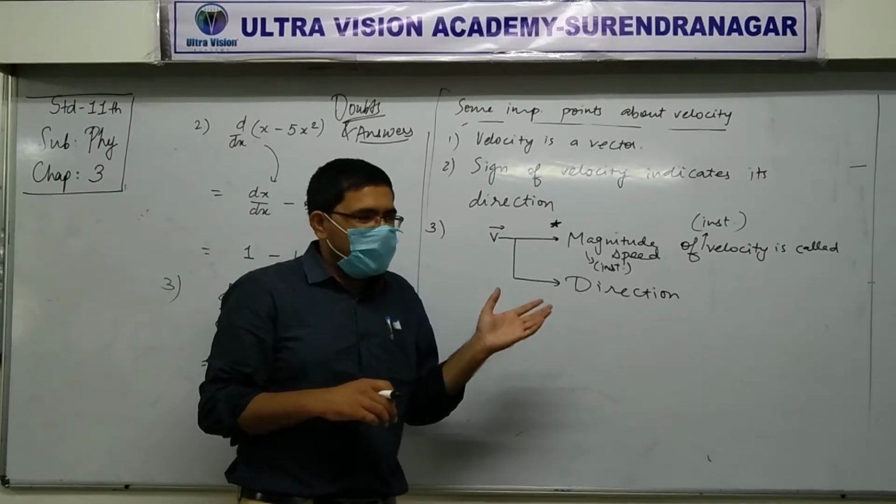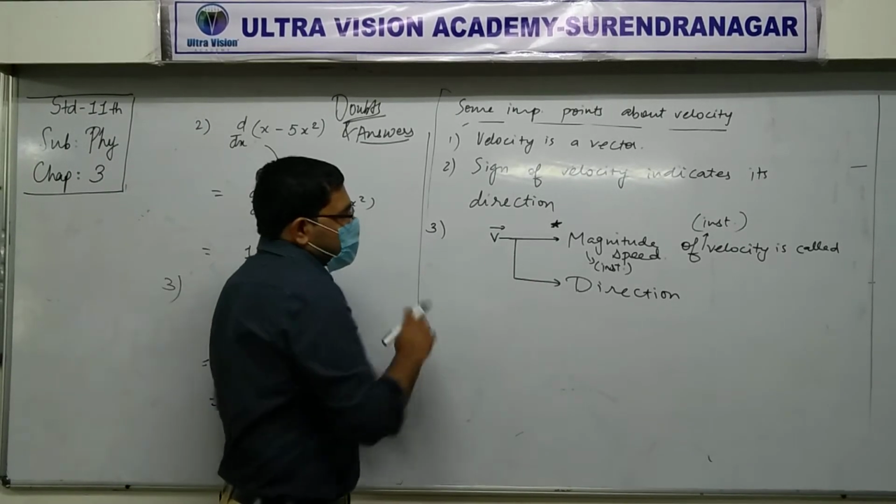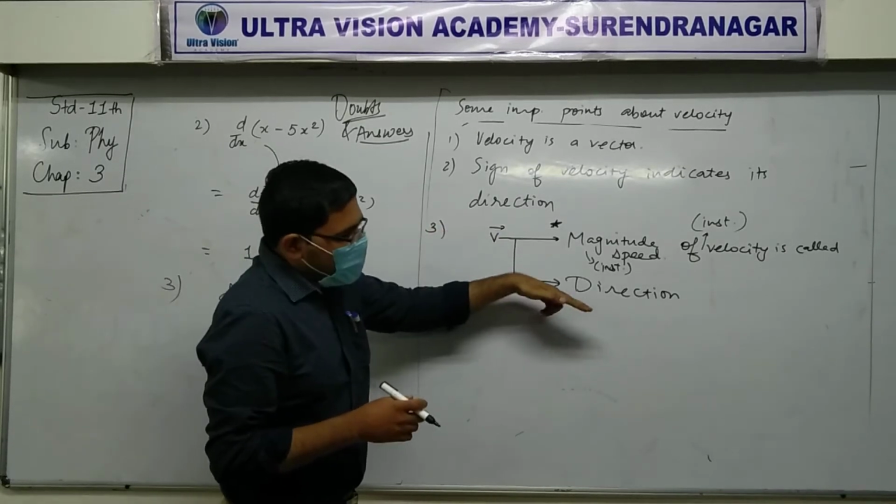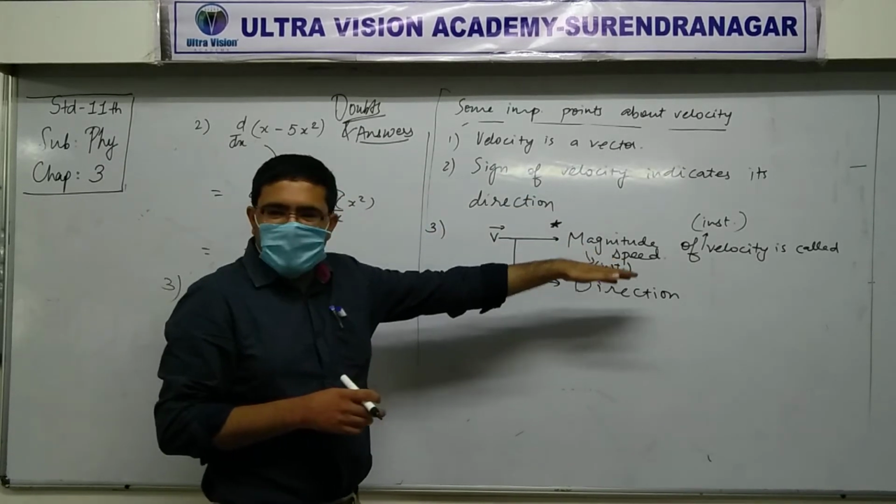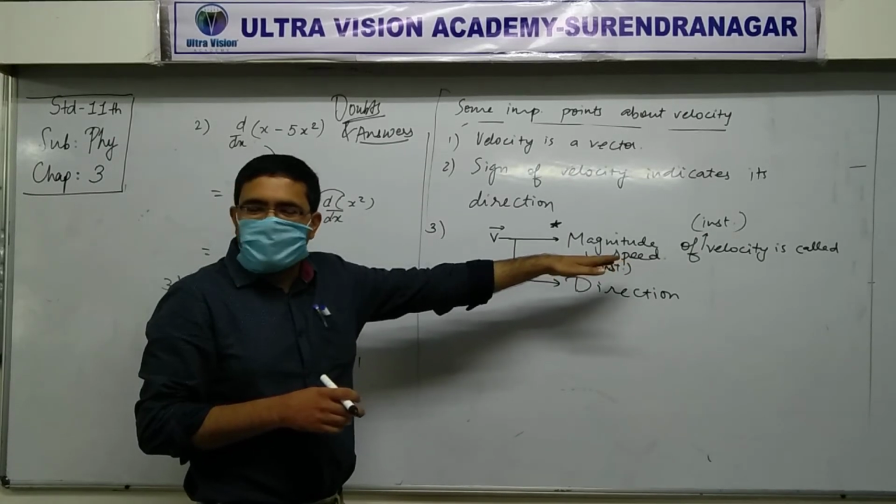Okay, it is all wrong. So velocity is made up of two things, one direction and the other magnitude, which is called speed. Got it? Yes. Any other?